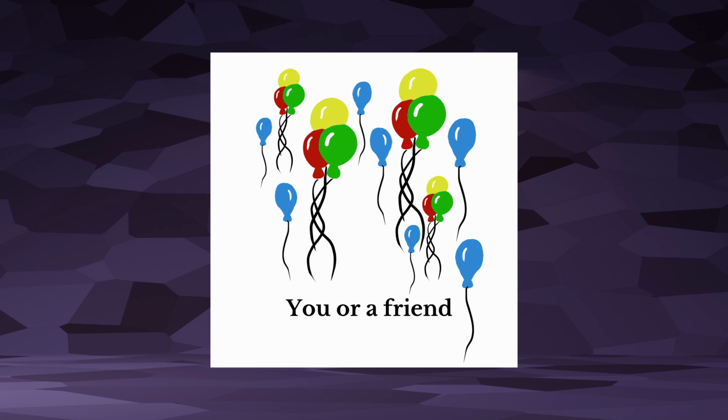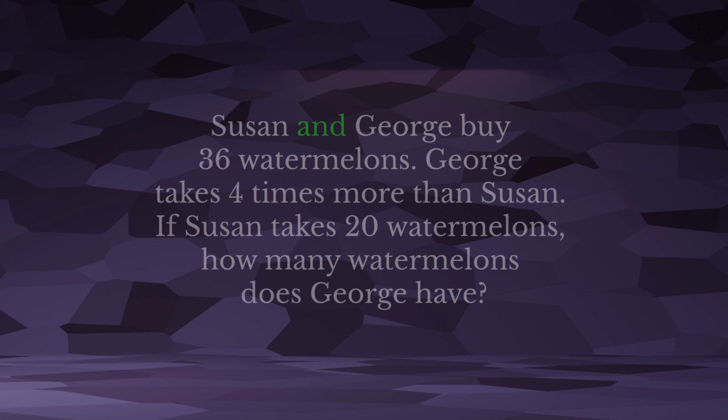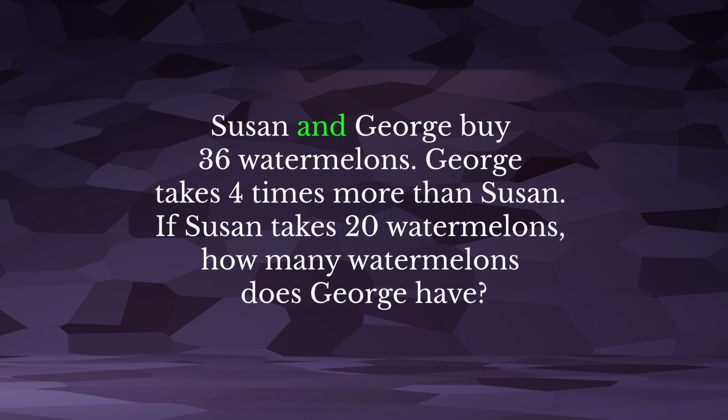As you can imagine, this gets extra confusing in word problems like the following. Susan and George buy 36 watermelons. George takes 4 times more than Susan. If Susan takes 20 watermelons, how many watermelons does George have?